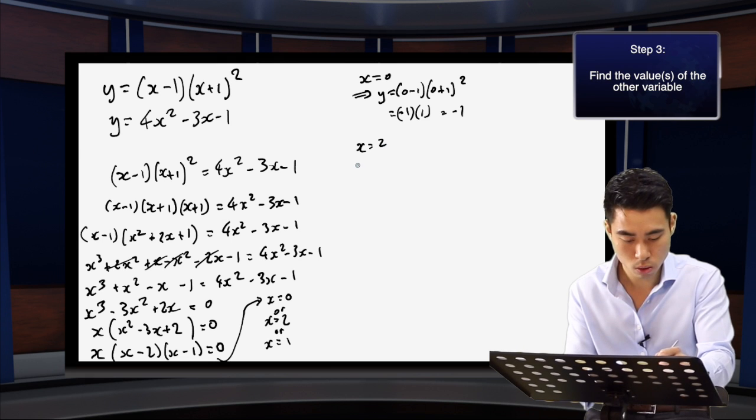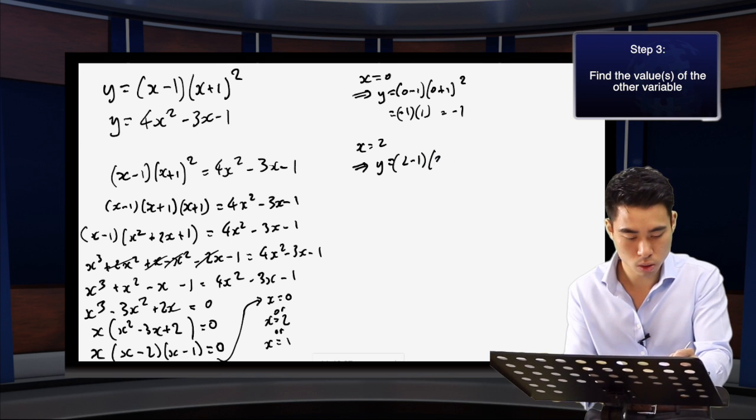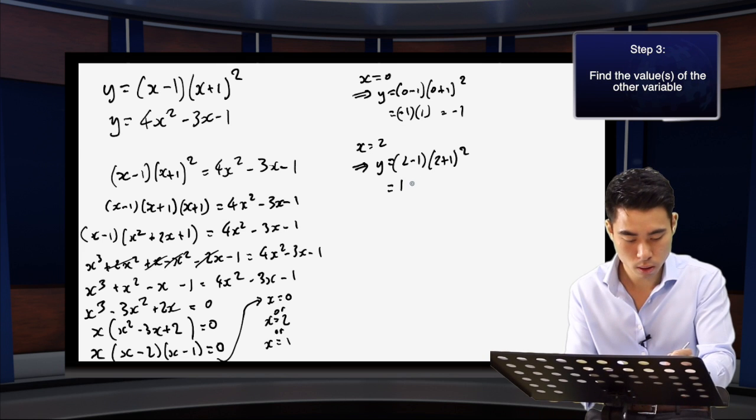x equals 2. y equals 2 minus 1, 2 plus 1 squared, which equals 1 times 3 squared. Okay, so 1 times by 9 gives me 9.